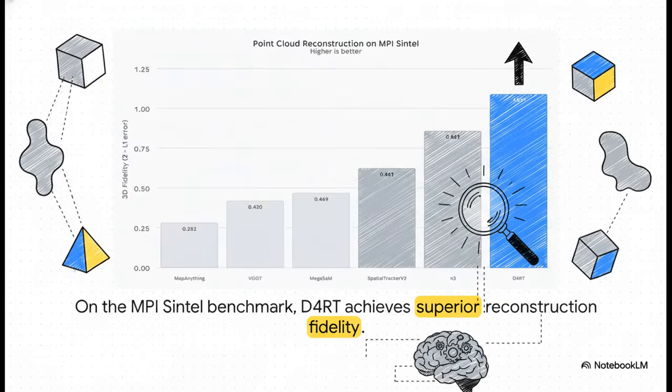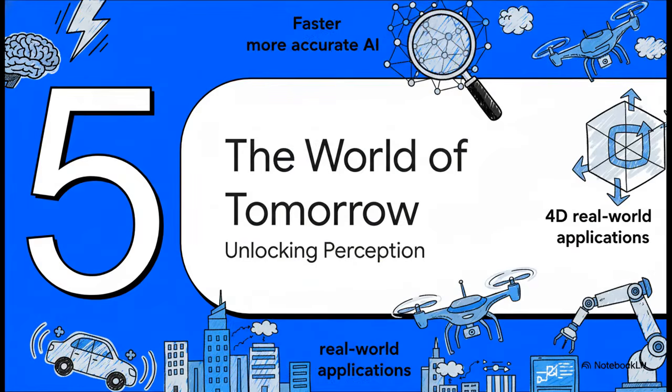And here's the kicker. All that incredible speed doesn't come at the cost of quality. Not at all. This chart here shows a standard benchmark where higher is better. Just look at D4RT all the way on the right. It's blowing all the previous methods out of the water. So it's not just way faster, it's also more accurate. So what's the big deal? Why does all this matter? Because a faster, smarter AI for 4D perception isn't just some cool lab experiment. This unlocks real-world applications that were pretty much science fiction until now.